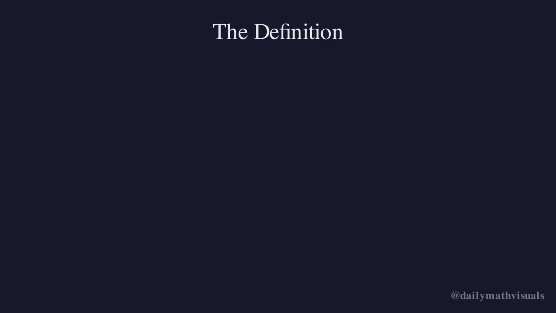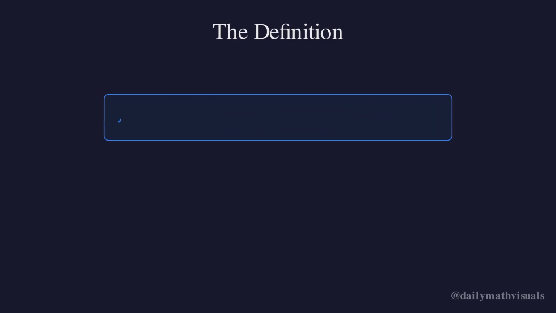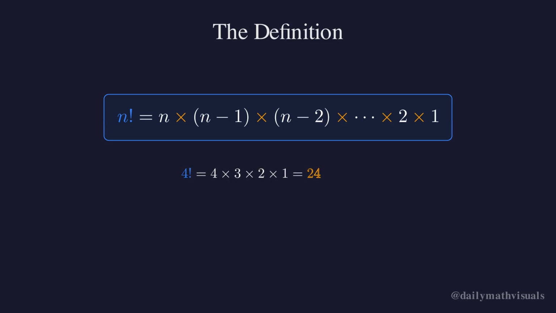Now let's write this down formally. N factorial is defined as n multiplied by n minus 1 multiplied by n minus 2, and you keep going all the way down until you reach 1. Let's see some examples. 4 factorial is 4 times 3 times 2 times 1, which gives us 24. 5 factorial is 120. And 6 factorial, 720.